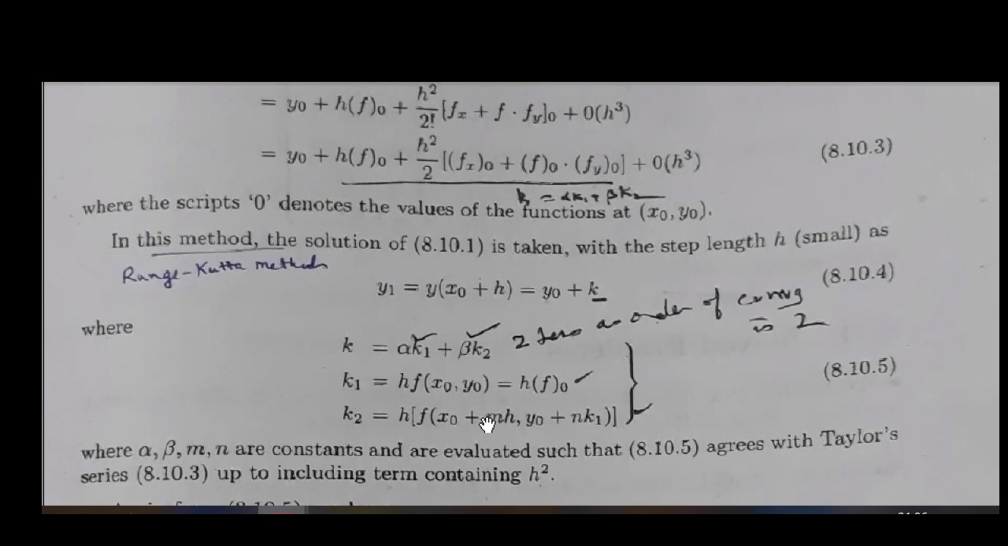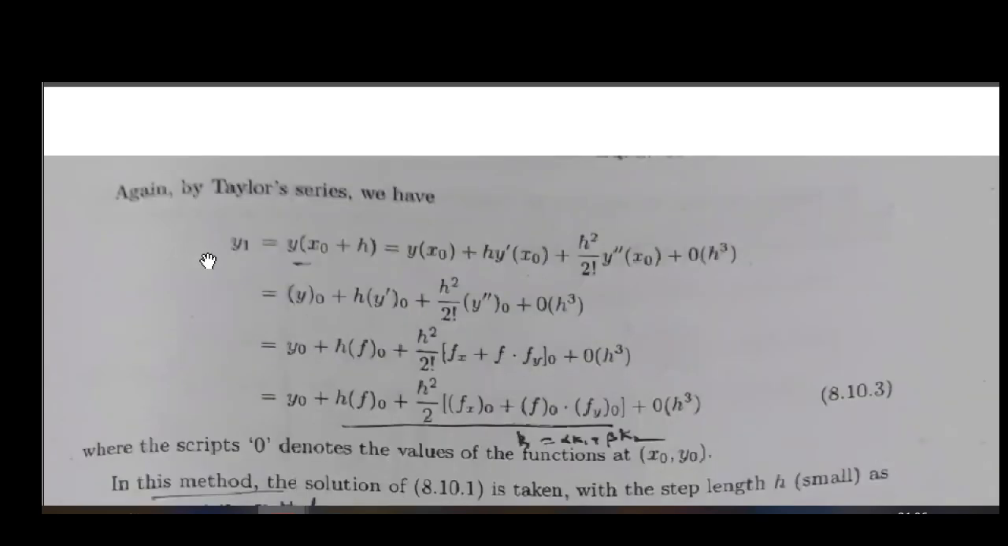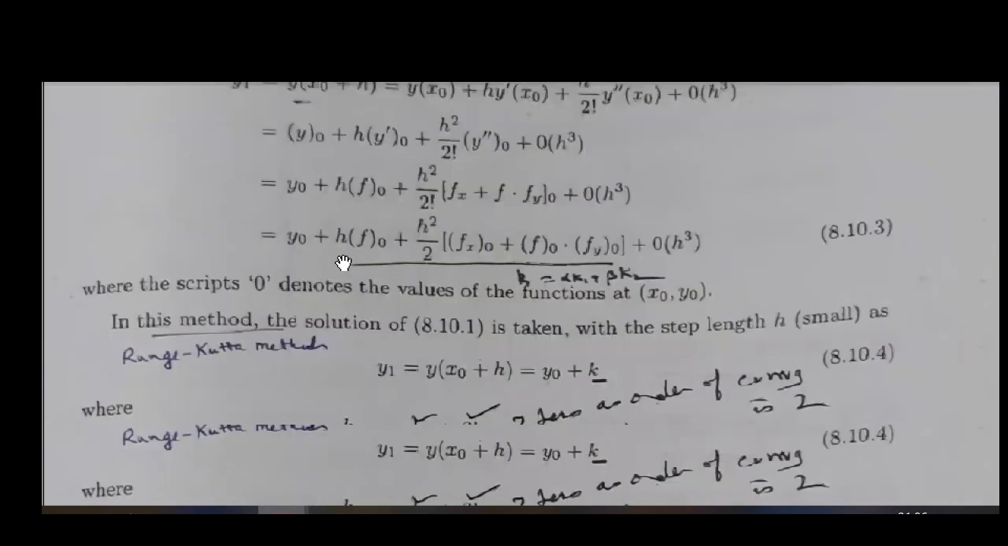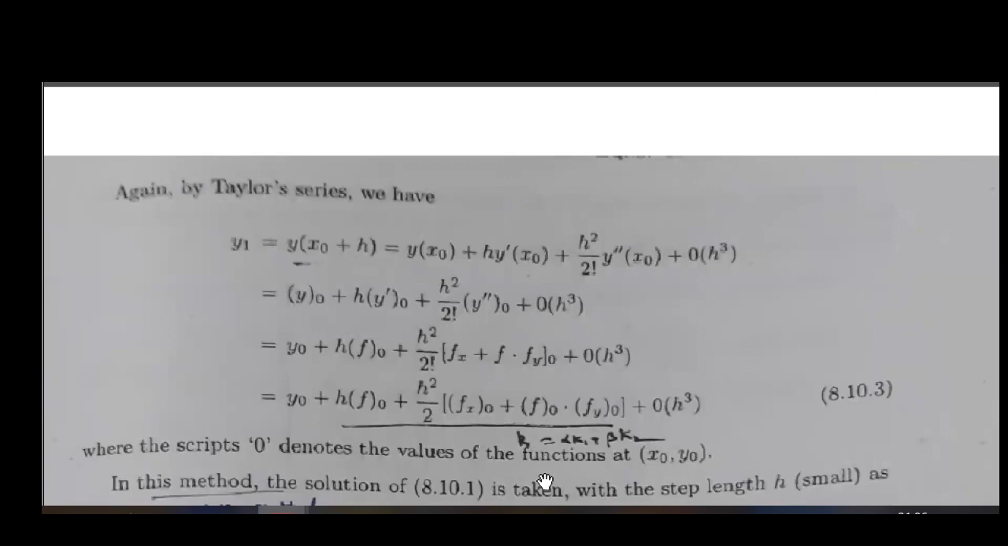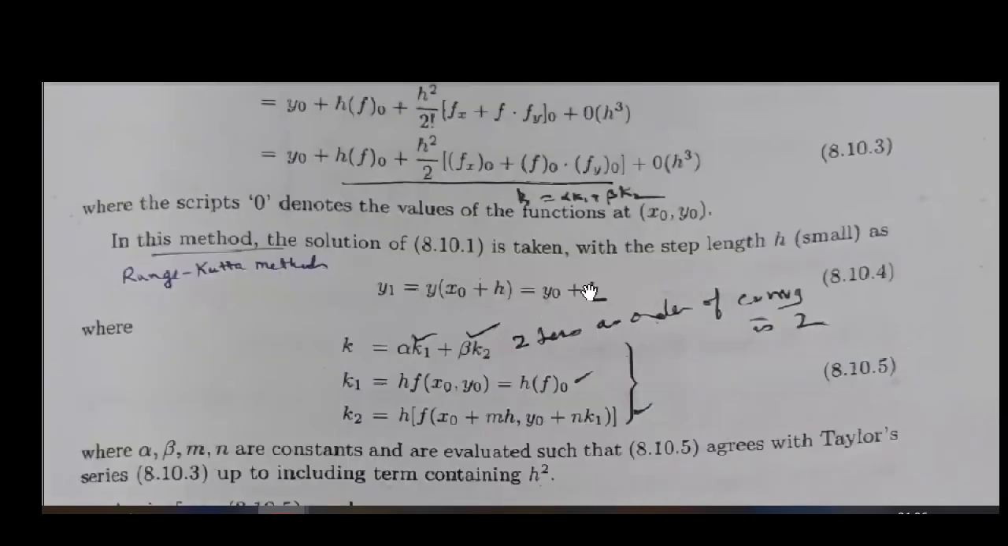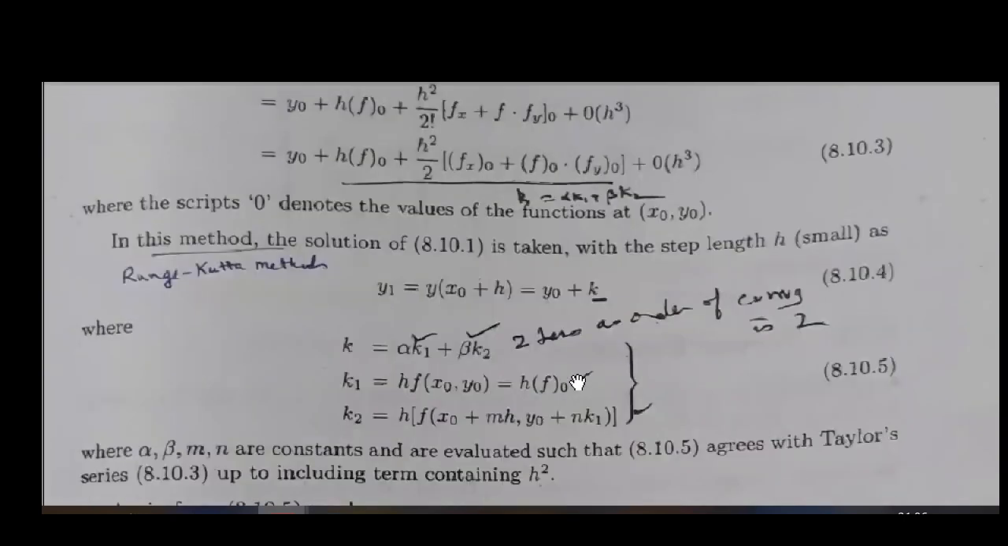Okay. So this m, this n, this alpha, this beta are all unknown. How to find these unknowns? By comparing with the Taylor series method. Why Taylor series method? Because in Taylor series also you are finding y1. Here also the same structure. So the right hand side of both should coincide. So comparing these two structures, this one and this one, we can find out.